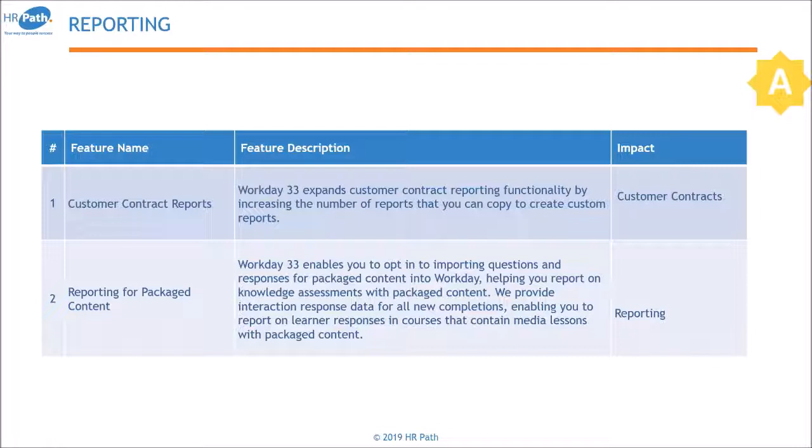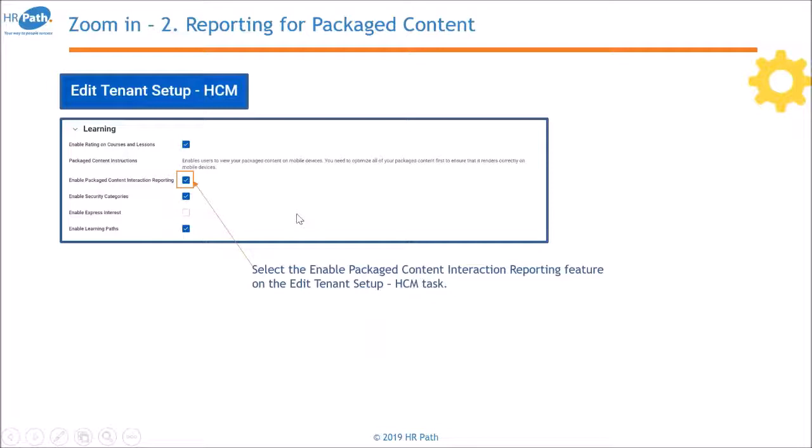Workday provides interaction response data for all new completions, enabling you to report on the learner responses in courses that have package content. So let's have a look at this feature. To enable it, you're going to have to go to the Edit Tenant Setup HCM, and you have this tick box called Enable Package Content Interaction Reporting.